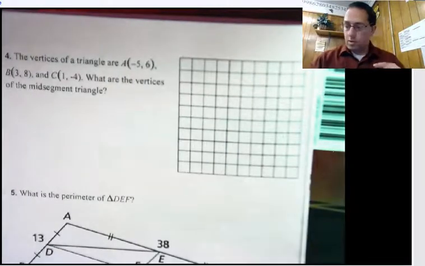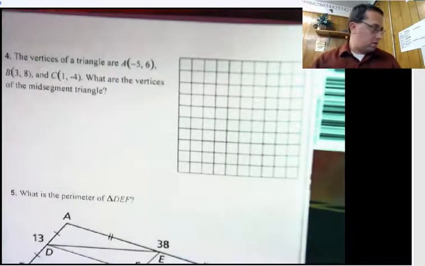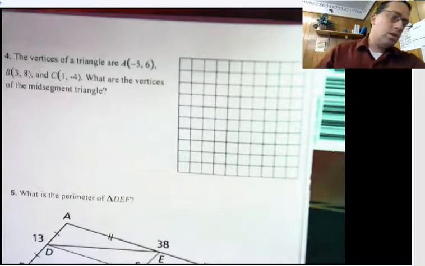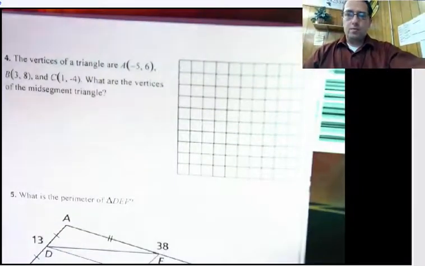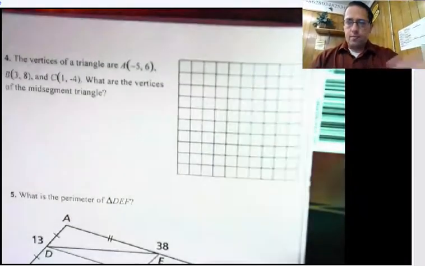Okay, so first things first, I need my straight edge. What did I do with it? It is right there. All right. Straight edge. Okay.